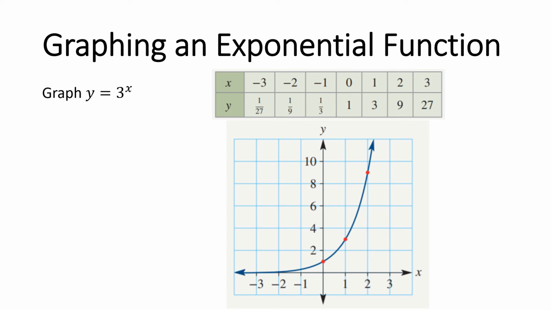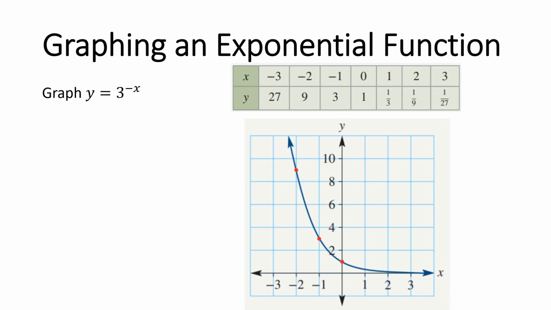So as you can see, it comes along the x-axis. It doesn't touch the x-axis. This picture looks like it does, but it doesn't, but it gets super close. And then it will go through the point 0, 1, and then it goes up. If we have a look at the reverse graph, y equals 3 to the minus x, you can see it's exactly the same graph, it's just been flipped over the y-axis. Once again, going through the point 0, 1.